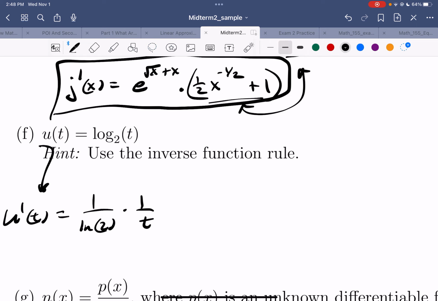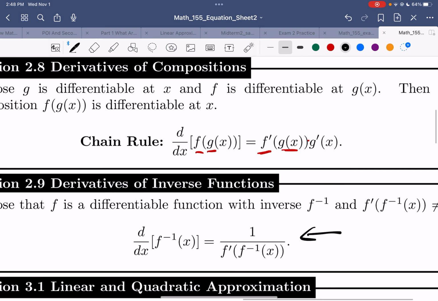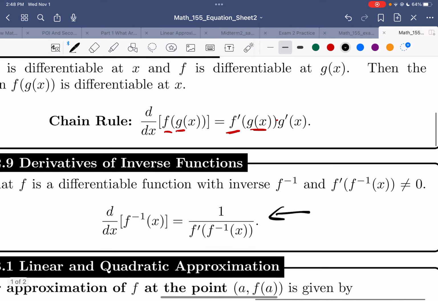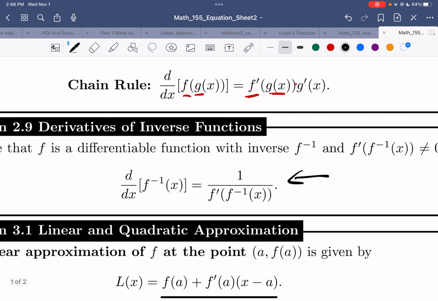Now let's also look at this hint, use the inverse function rule. So what is the inverse function? Let's just take a peek and play with this. So f inverse of x is log base 2 of x.